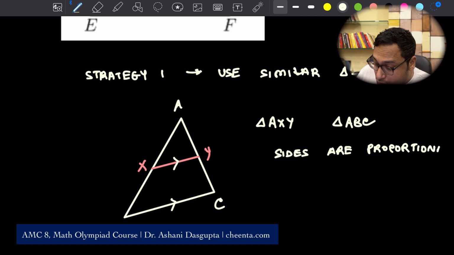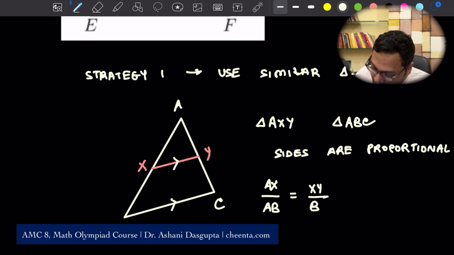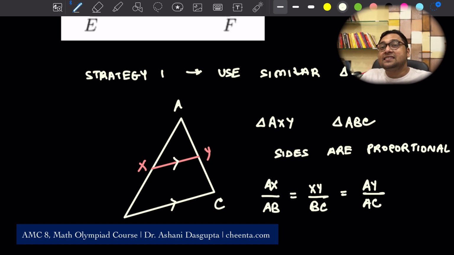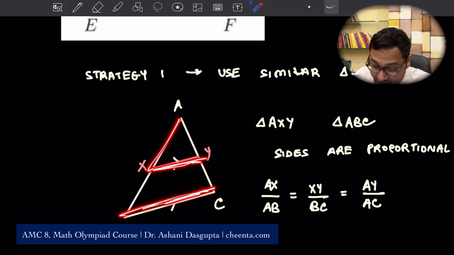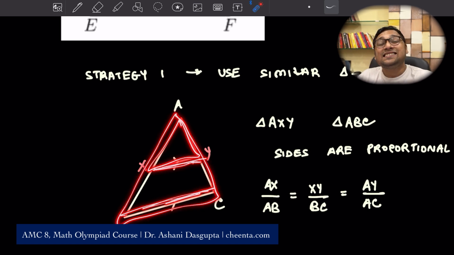Their sides are proportional. Why is that? What does it even mean? Well, it means that AX over AB is equal to XY over BC is equal to AY over AC. That is the ratio of the sides. One side of the small triangle and one side of the big triangle, if you take the ratios, each of those ratios will be equal to one another. And this is happening because XY is parallel to BC, making this triangle and this triangle similar.